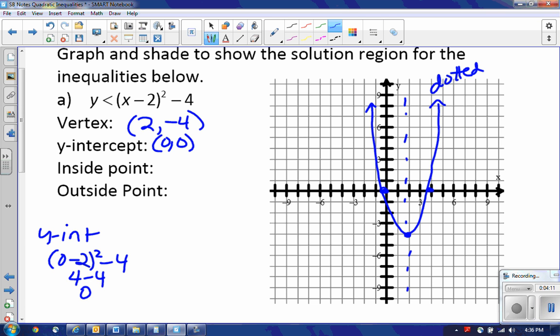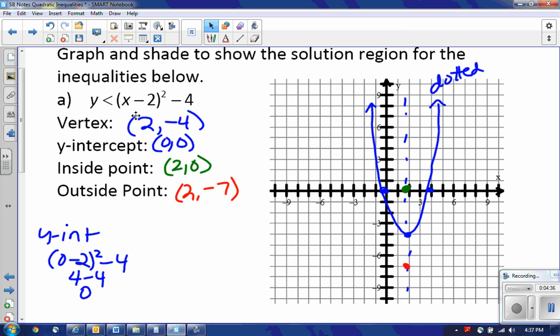All right, now what I need to do is choose a point inside the parabola and a point outside the parabola. For my point inside, I'm going to start at my vertex, and I'm just going to choose a point above it. So the point 2, 0 looks like it would be nicely inside that parabola. I'm also going to stick with the same x-coordinate and go outside. So I'm going to take the point 2, -7.